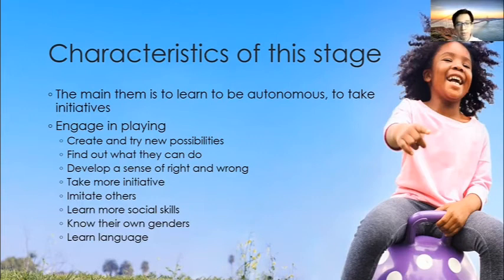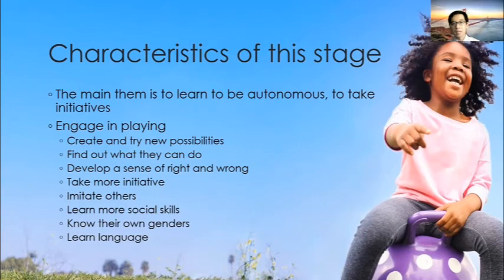And at the same time, they learn more social skills because they try to interact with other people, with other kids, if they have that opportunity. They go to kindergarten, they hang out with their peers, and they interact with their parents and the teachers, and so forth. So they learn more social skills. They also learn their own gender in the socialization process. And in this stage, they learn language. Learning language is another very important aspect of their development. Children usually, by age 3, can speak their mother language very well.